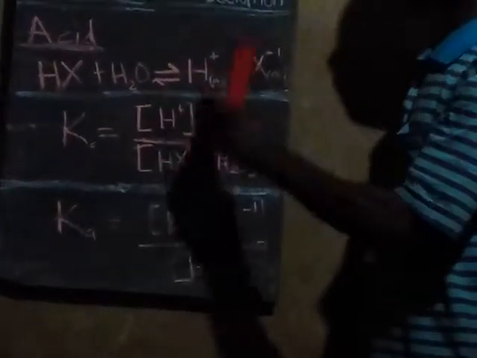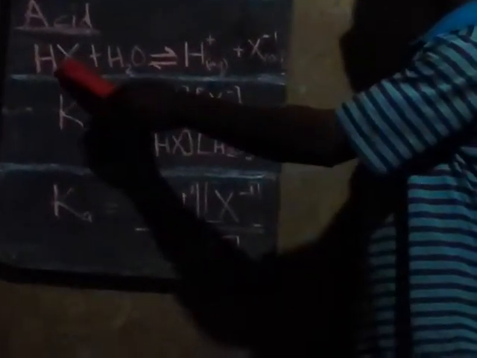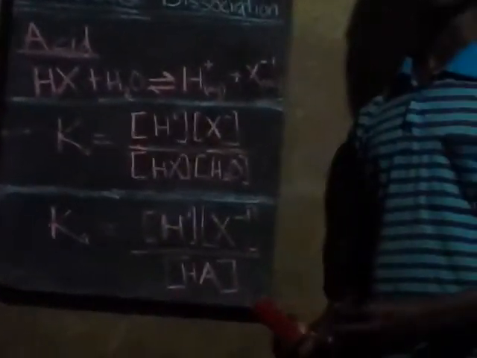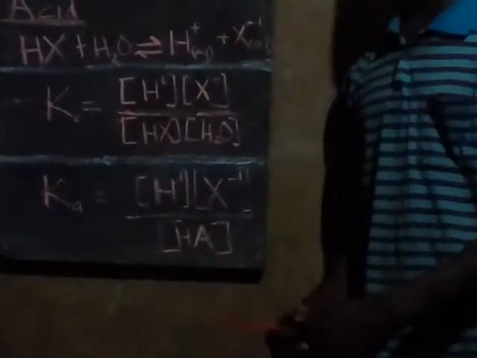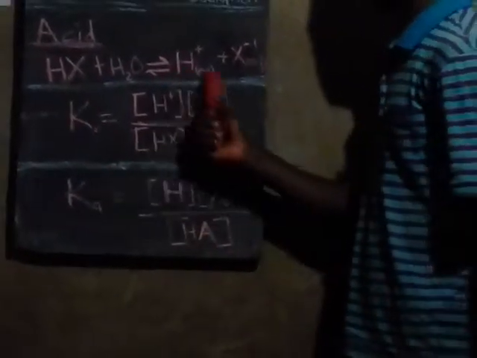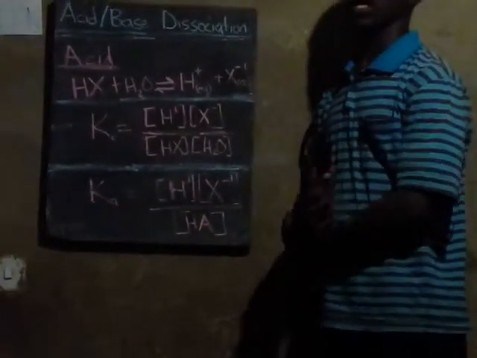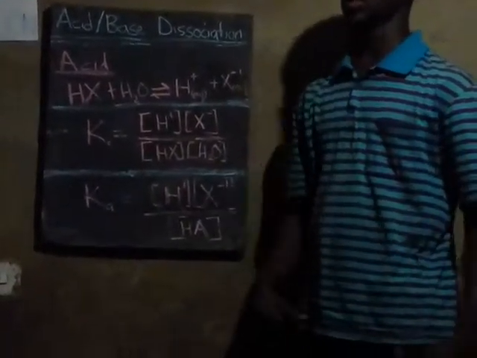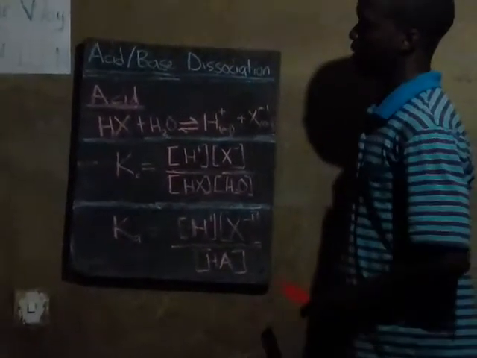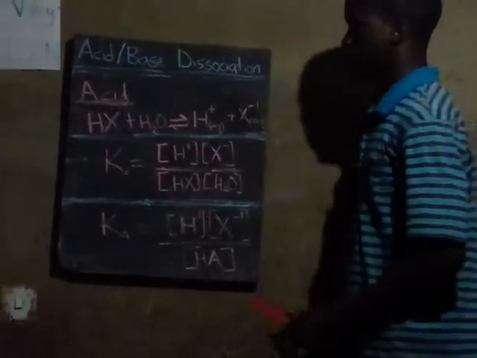So the amount of the acid that dissociates determines the strength of the acid. If a lot of it dissociates, that means that acid is a powerful acid. If, however, only a few of the H plus and X minus ions dissociate, that implies that the acid is a weak acid. So basically, we quantify that using constants.